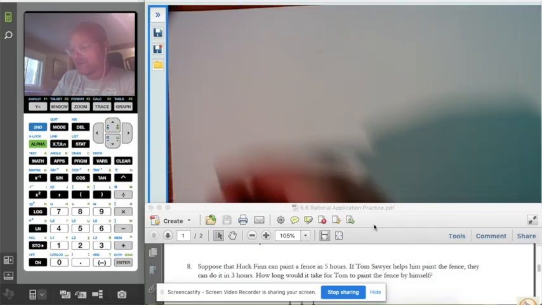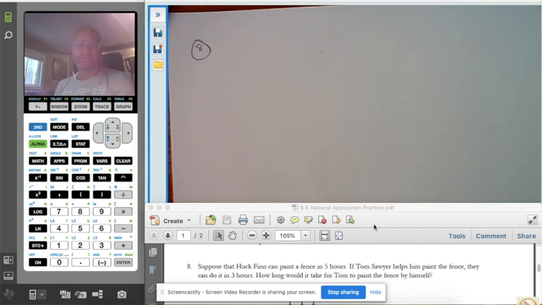All right, question number 8, we're back into equations. So, equations where we're adding, looks like rates this time. Huck Finn can paint a fence in 5 hours. If Tom Sawyer helps him paint the fence, they're obviously going to do it faster, so they can do it in 3 hours. How long would it take Tom to paint the fence by himself? Okay, so this is just like the example that we worked through in class the other day where we're painting the rooms, only this time it's 2 people and they're painting the fence. So the idea is that we can add their rates together.